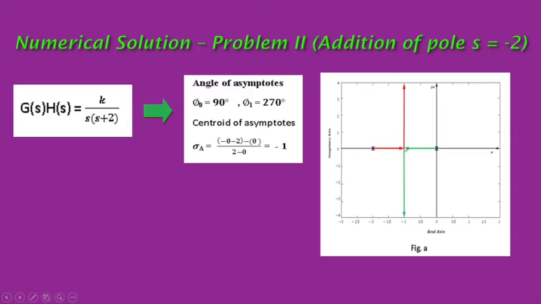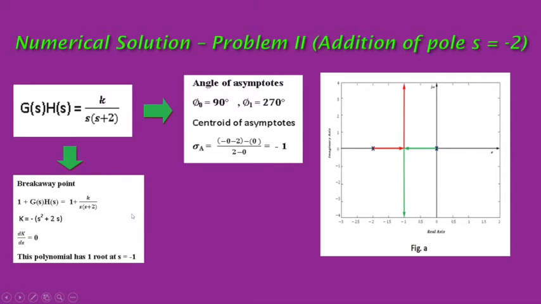From the centroid of asymptote, draw two asymptotes. One is at a 90 degree angle. The other is at 270. That means 90, 90, 180 and then 90. So this is 270. So these two asymptotes are symmetrical with respect to the real axis.